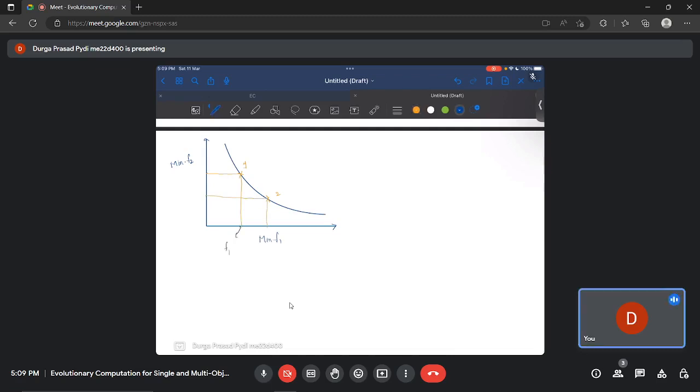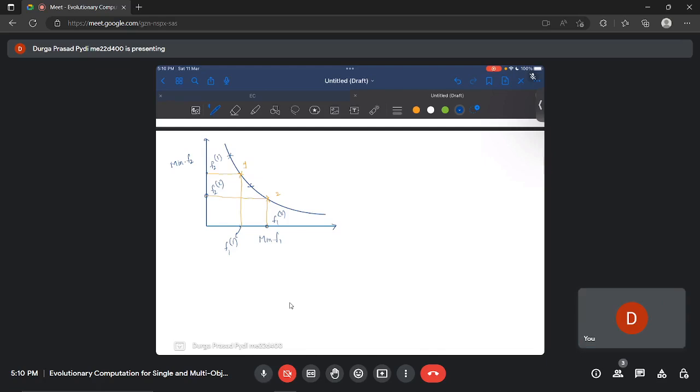So this is my f1 of 1, and this particular point is f1 of 2. Similarly, this will be my f2 of 1, and this will be f2 of 2. So for all the points on this particular front, if you consider any pair of points, they'll essentially form a non-dominated set. So the locus of all of them will be your entire Pareto front. Our objective in any multi-objective optimization algorithm is essentially to obtain all the points on this Pareto front.